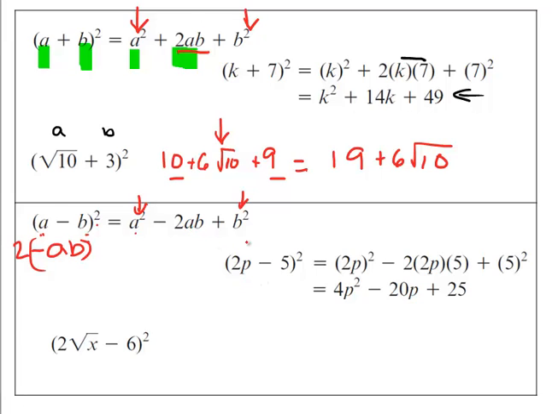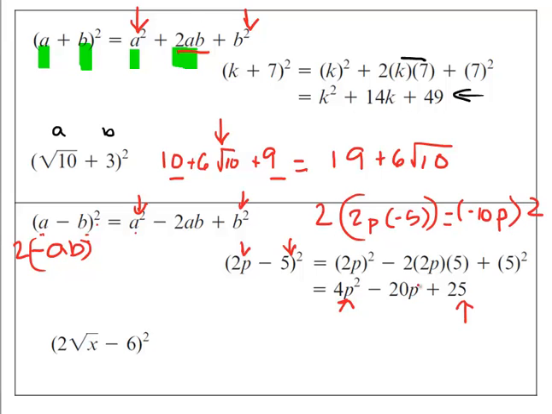So here's the example. Here's my first term, 2p. Well, I'll end up with 4p squared. My second term is negative 5, so I'll end up with positive 25, because 5 squared. The middle term is 2p times negative 5, all times 2. So that'll be negative 10p times 2, which is negative 20p.